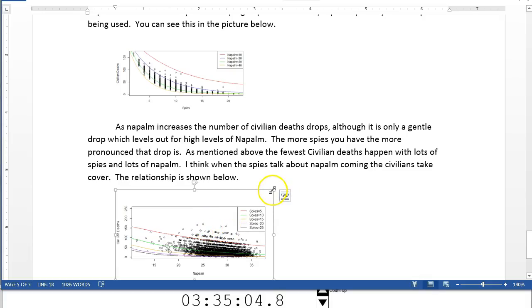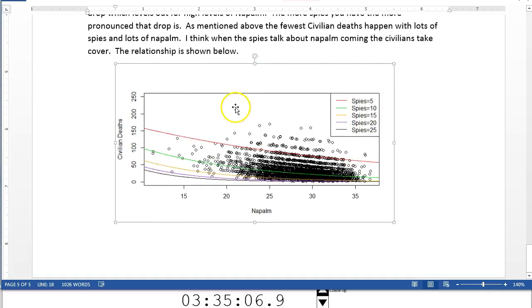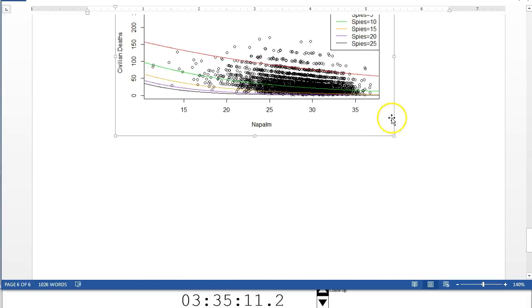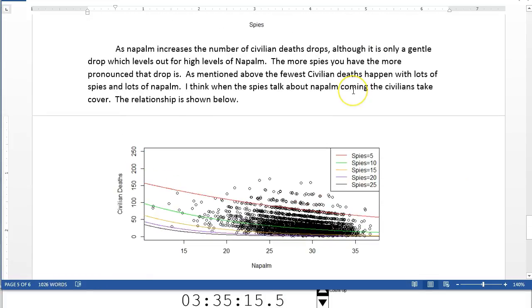And so now I've explained the relationship of napalm. I'm going to make these bigger because I think they're really cool plots. And yeah, alright, so, good. There we have napalm and spies.